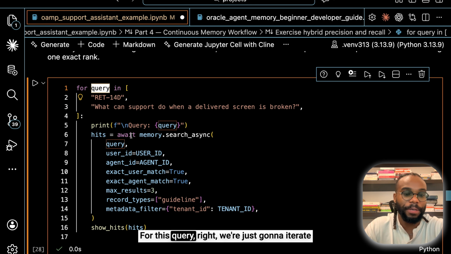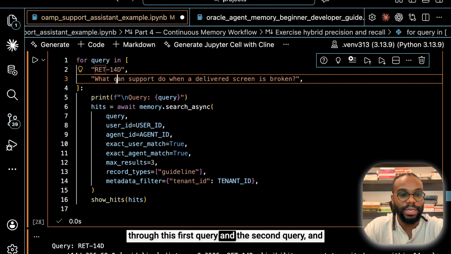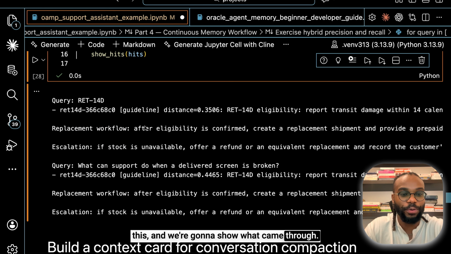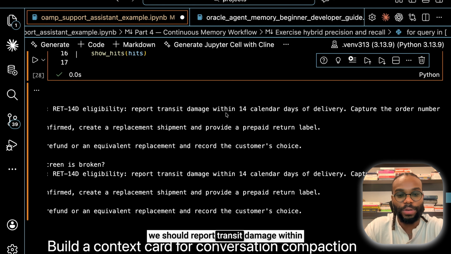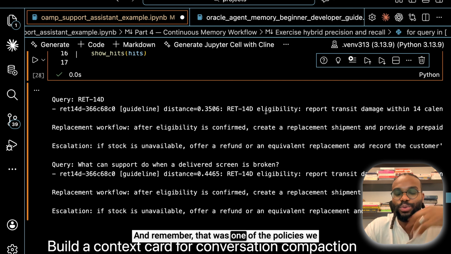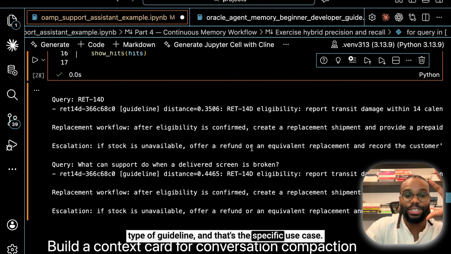For this, we're just going to iterate through the first query and the second query. For every query, we're going to search and show what came through. And the guideline around this is we should report transit damage within 14 calendar days of delivery. I remember that was one of the policies we added earlier on, and we said the policy was a type of guideline. And that's this specific use case.